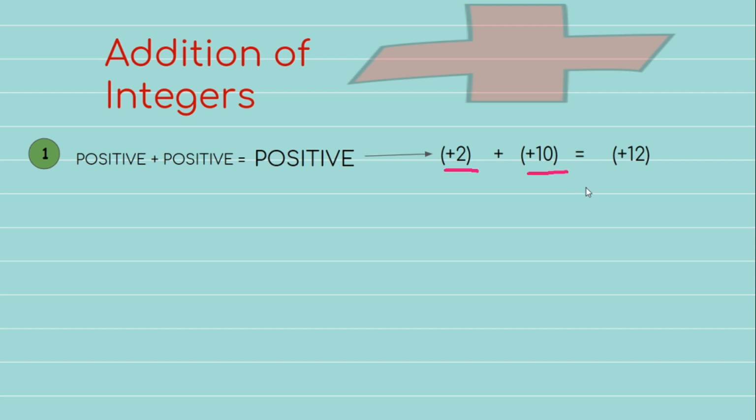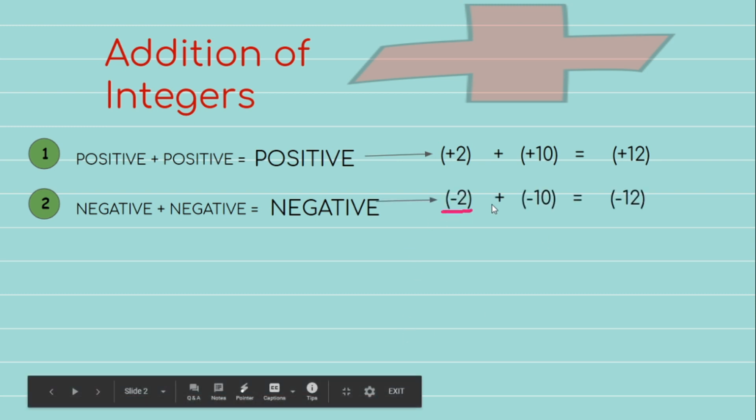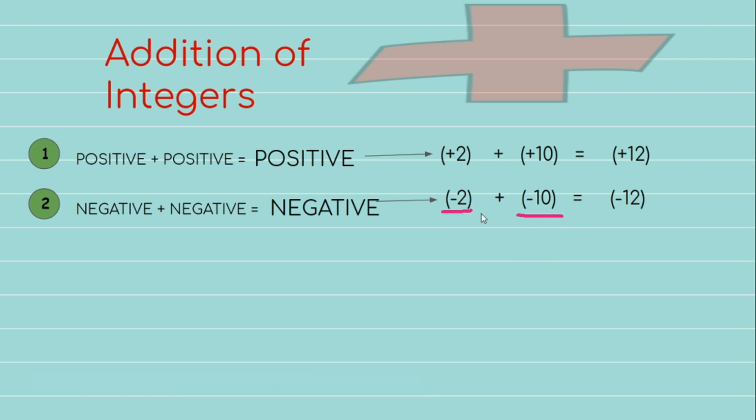So just add the two integers. So I have 10 plus 2 is 12. Then copy the positive sign. That's it. At sa second case naman natin, we have negative plus negative. So, i-add lang natin yung two integers and then the answer is negative. Meaning to say, example, we have negative 2 plus negative 10. Just add the two integers or their absolute value, which is 2 and 10. So, meron tayong 12 and then copy the negative sign. So, negative 12.